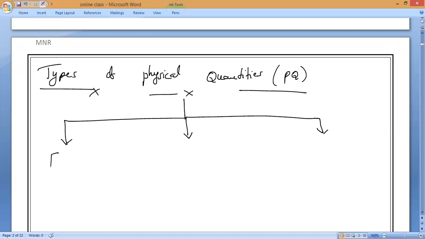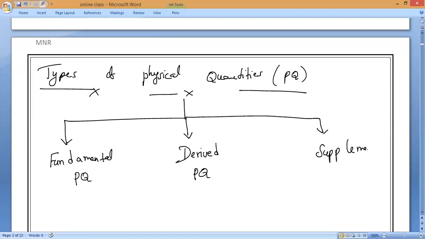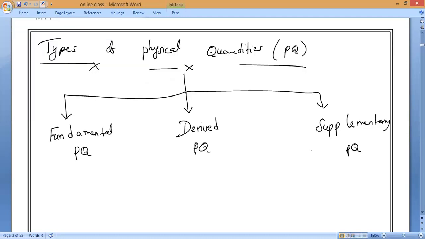First one is called fundamental physical quantities. Are you clear, everybody? Next one is called derived physical quantities, and the next one is called supplementary physical quantities. Okay, so it will be very simple. Only two physical quantities we have under supplementary, so it will be very, very easy. So let us define one by one what they are, and we are going to study now. So everybody, get ready. Right, keep it as heading: fundamental physical quantities.